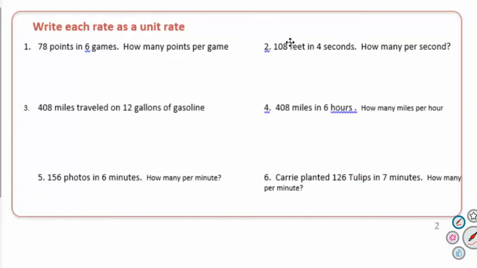All right. I'm going to set you up with 1, and then you're going to do the next 5 for your exit slip. So 78 points in 6 games. I want to know how many points he had per game. Per game, so that means games needs to go on bottom. So 78 points and 6 games equals, I want 1 game. So you'd grab your calculator, 78 divided by 6, and that gives you 13 points. Okay, per game, 13 points per game.